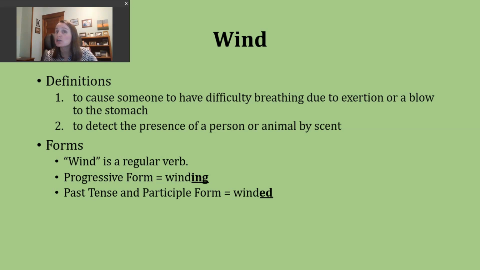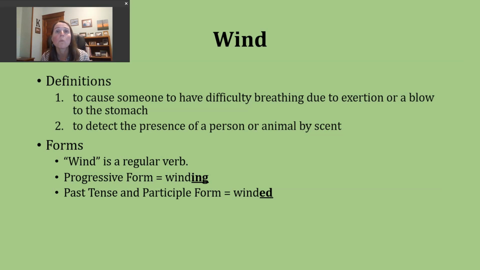For now, you should know that wind with a short I pronunciation again is a regular verb. This is different than the long I pronunciation of this word. Right? That's something that makes English so incredibly challenging. So for this verb, if you want to make the progressive form of the verb, all you need to do is add ing, and that forms winding. The past tense and the participle form of our verb can be made by adding ed.